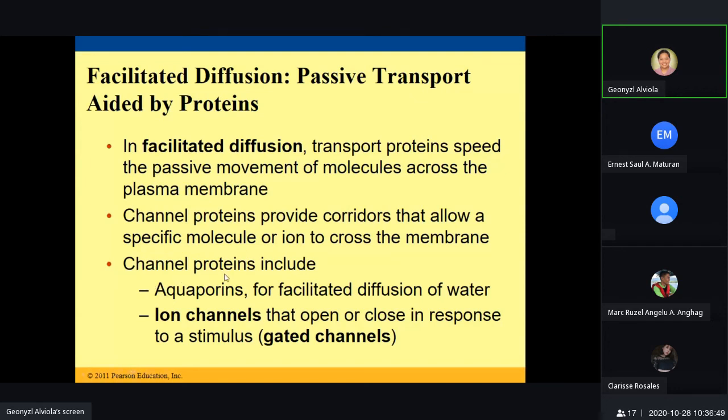One good example of channel proteins, as examples of facilitated diffusion: channel proteins like aquaporins and ion channels. These are integral proteins. This is the tunnel, the passageway of the molecules. We have here aquaporins that facilitate diffusion of water, and ion channels. It's a different protein that helps a molecule enter the cell. That's different.